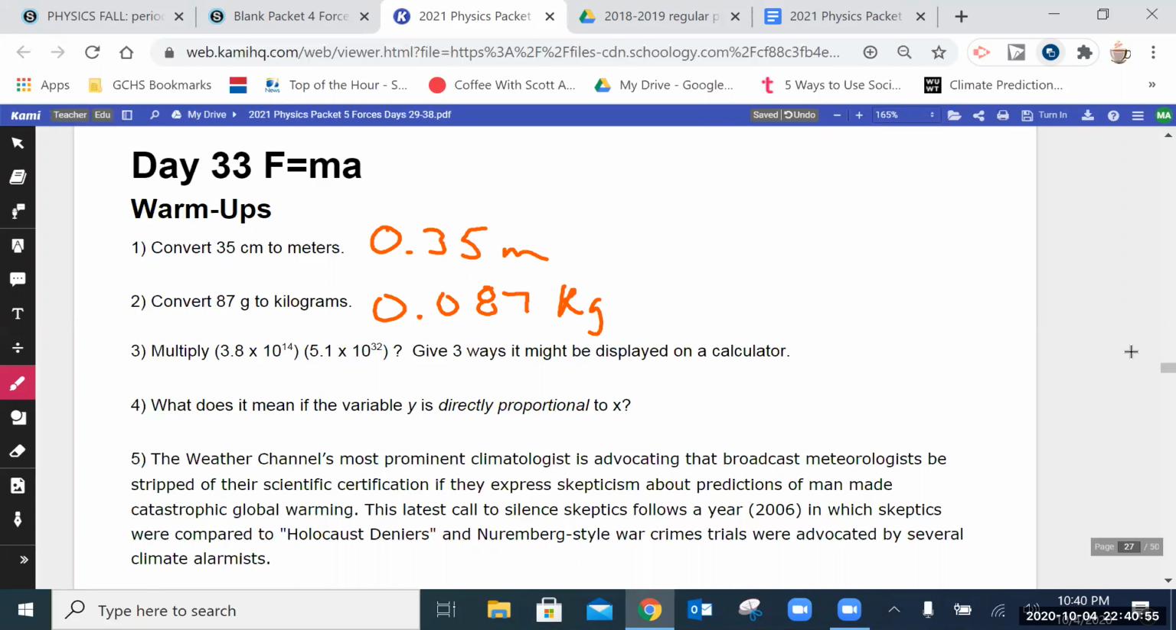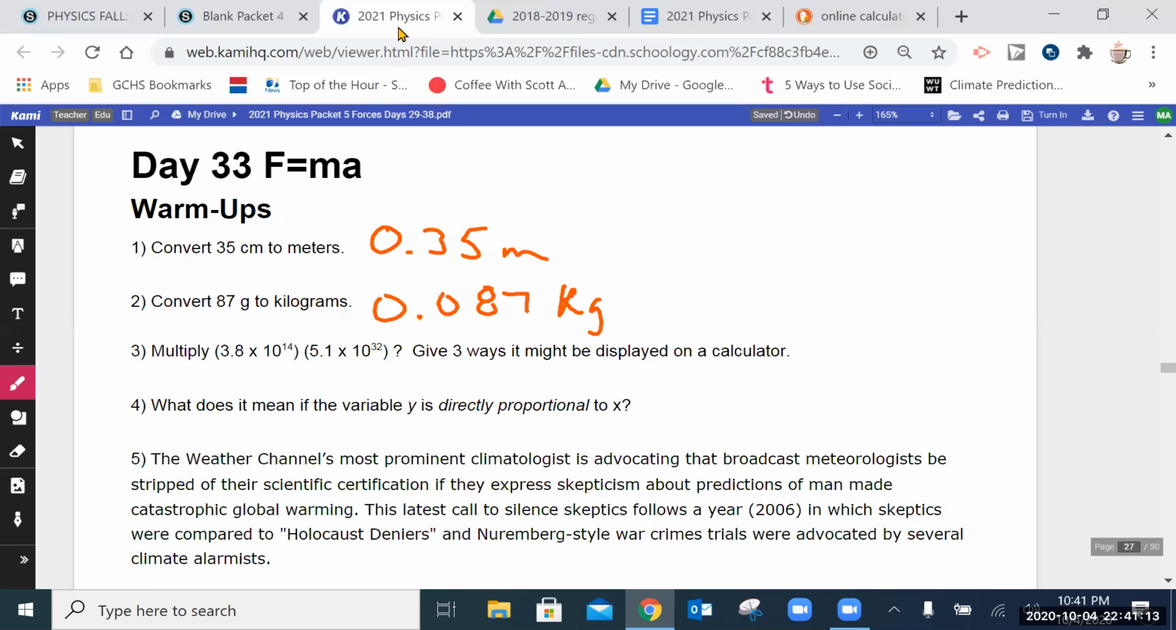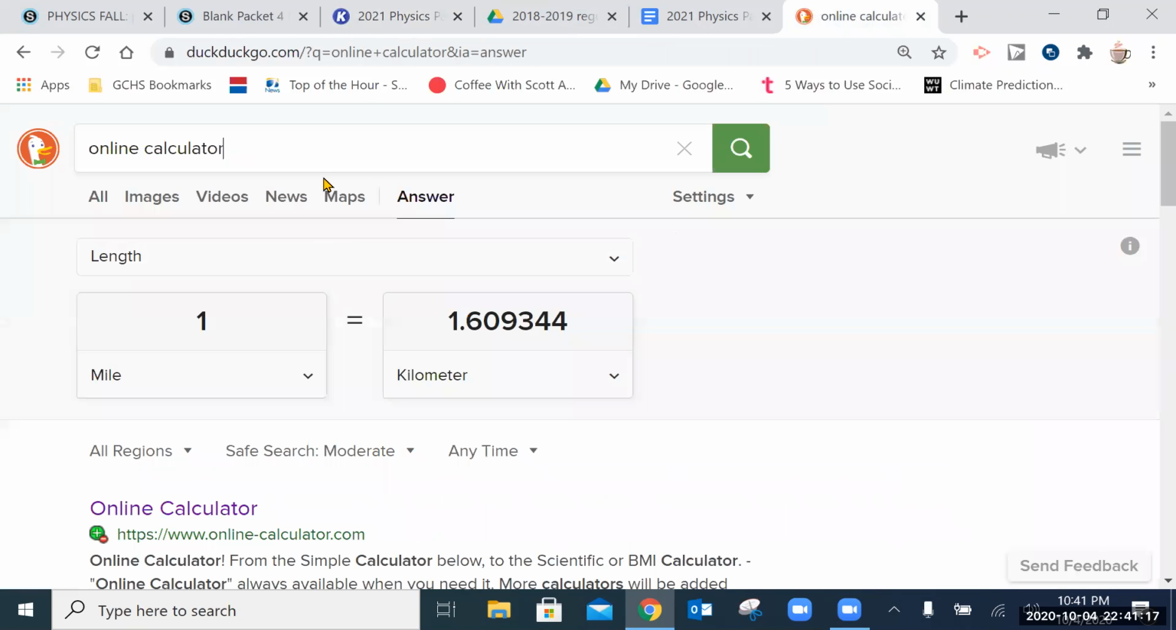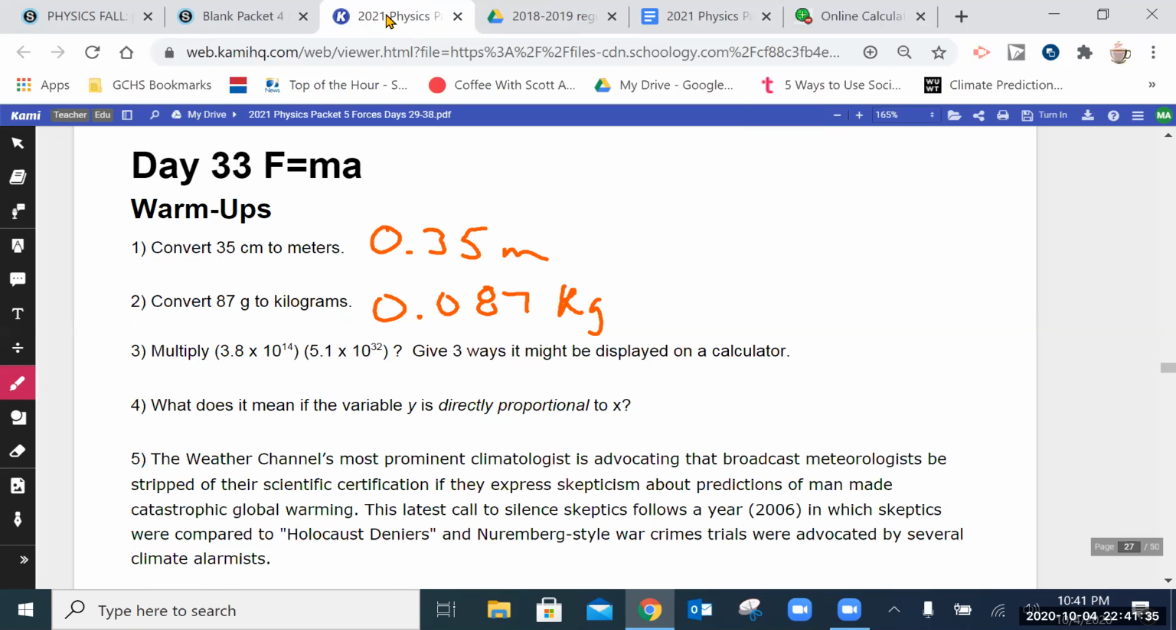Multiplying 3.8 times 10 to the 14th times 5.1 times 10 to the 12th. Okay, well, let's look at the online calculator here. I forget what the numbers are. 3.8, 5.1. So I just type in here. 3.8 times 5.1 equals 19.38. It's 1.938 times 10 to the 47th.